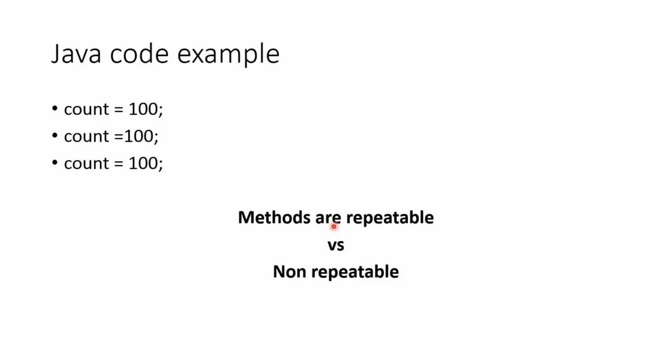Now, what is the difference between put and post? Let's say in Java, count is equal to 100. Methods are repeatable versus not repeatable. Now, this is repeatable, okay? Multiple times you are updating count equal to 100. Even though it is repeated multiple times, it will not change the data on the server side. Means it is not going to have any additional effect.